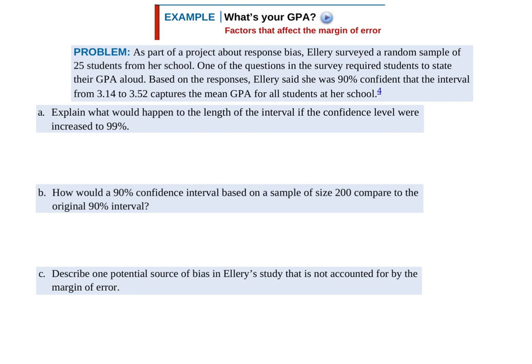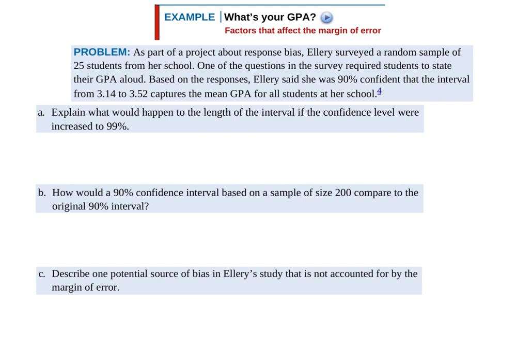All right, and on our margin of error train, we're going to do one last example and call it a day. So we're going to be talking about what's your GPA, which I'm sure you love being asked. Our problem says, as part of a project about response bias, Ellery surveyed a random sample of 25 students from her school. One of the questions in the survey required students to state their GPA aloud. Based on the responses, Ellery said she was 90% confident that the interval from 3.14 to 3.52 captures the average GPA for all students of her school.